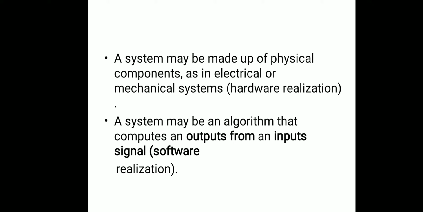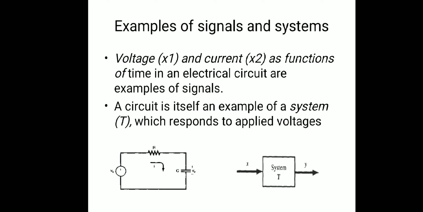The simple definition of a system is that it is an interconnection of blocks, nothing else. It is a set of interconnected blocks which consist of input and output. Input you consider x of n or x of t. Output you consider y of n or y of t. These are the examples.